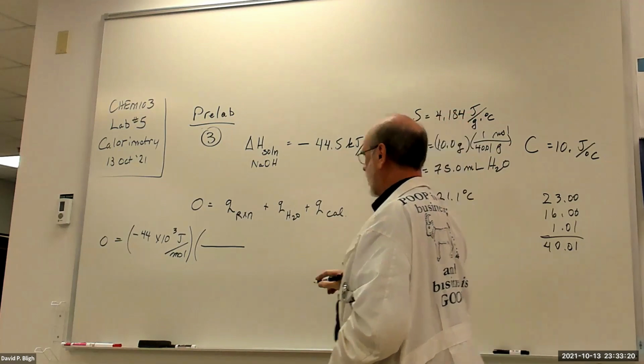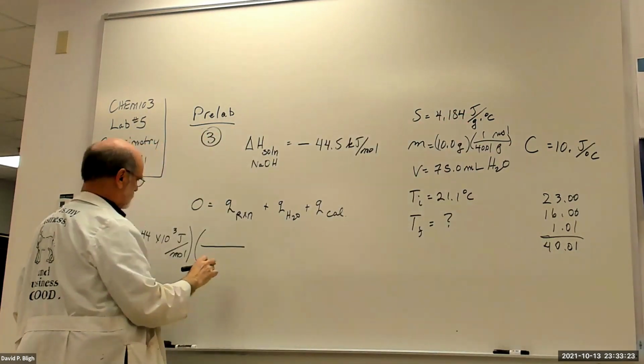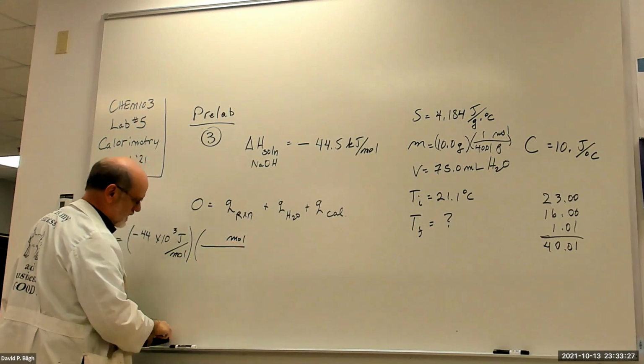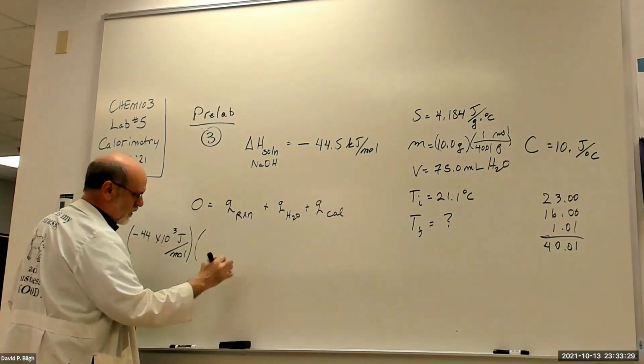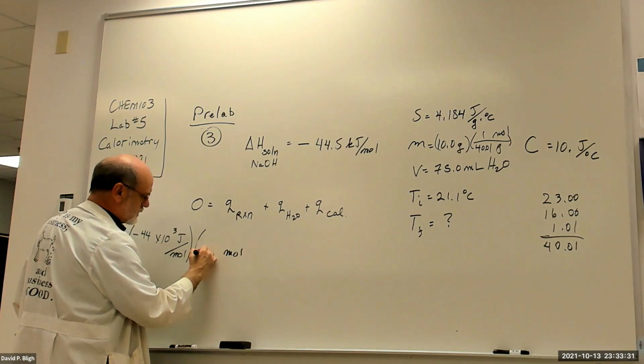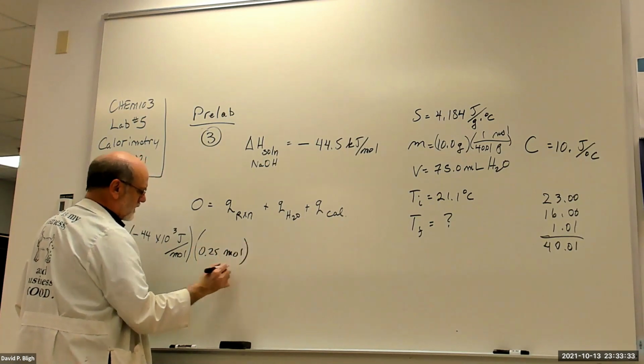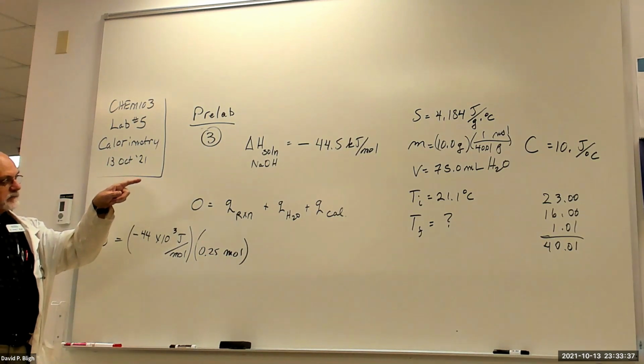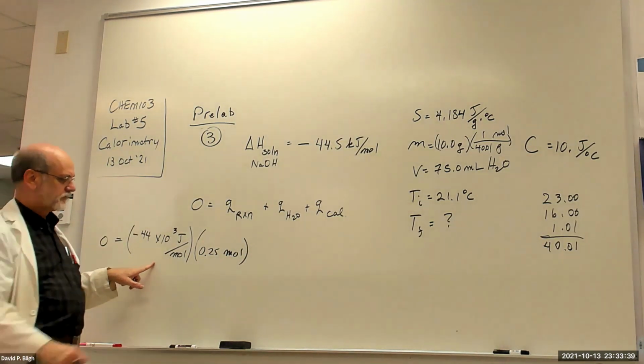1 divided by 4 is a quarter, right? So moles here. All we need is moles. 0.25 moles of sodium hydroxide.